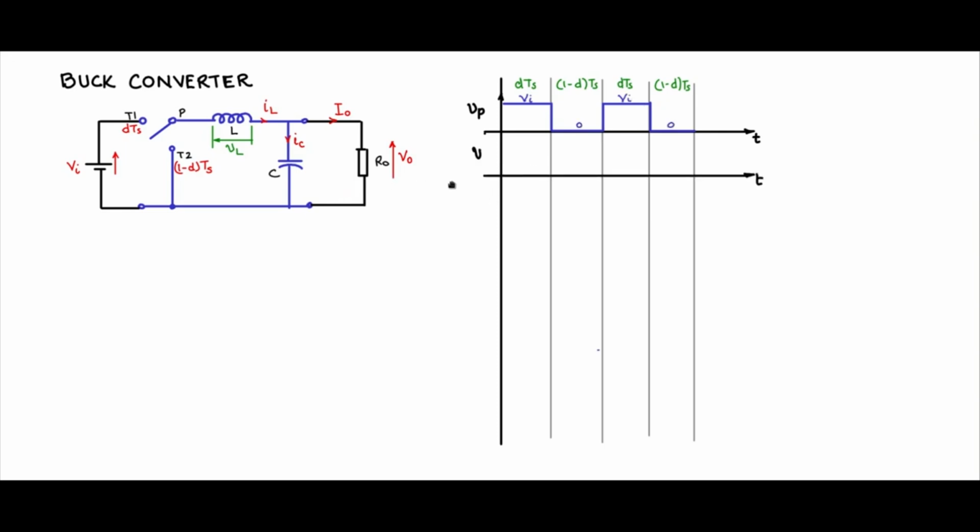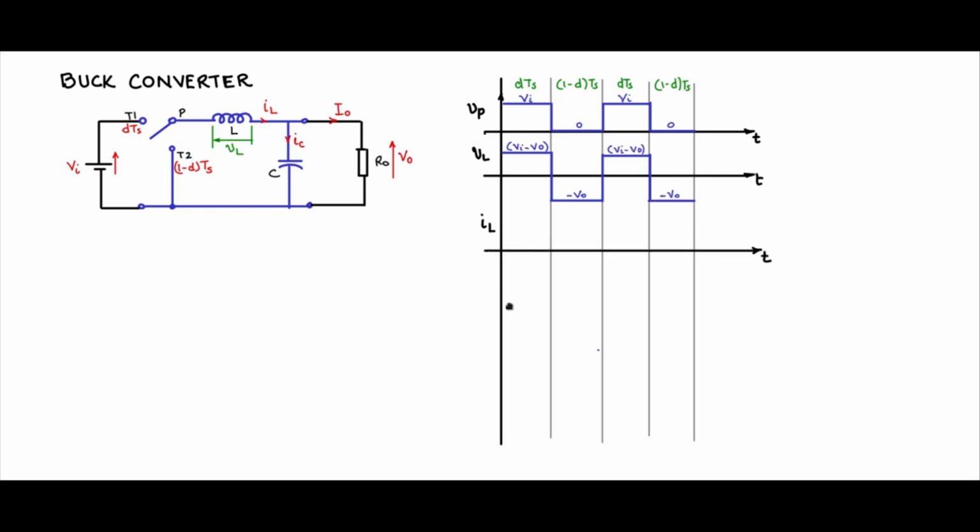Next, let us try to draw the voltage VL. This also we have seen. During the time DTS, when the pole P is connected to T1, Vp is Vi, and on the other side of the inductor it is V0. Vi minus V0 is appearing here. And here when P is connected to T2, Vp is 0, and on the other side you have V0, and you have minus V0 coming across the inductor. So it repeats every cycle in this fashion.